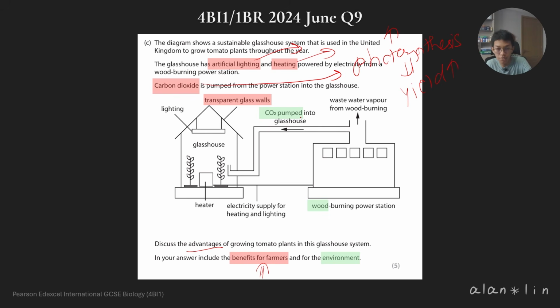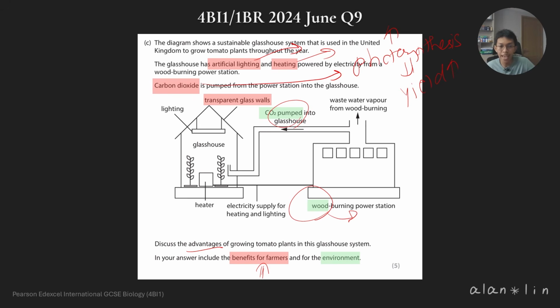And as for the environment, CO2 being pumped into the glasshouse rather than into the atmosphere reduces CO2 emissions, so there are fewer greenhouse gases in the atmosphere, so there's less greenhouse effect. And because we use wood, which is a renewable energy, instead of something like gasoline or diesel, we have less dependence on fossil fuels. So we would talk about the benefits for the farmers first, and then the benefits for the environment. And that's how I'm roughly organizing my thoughts and ideas together.